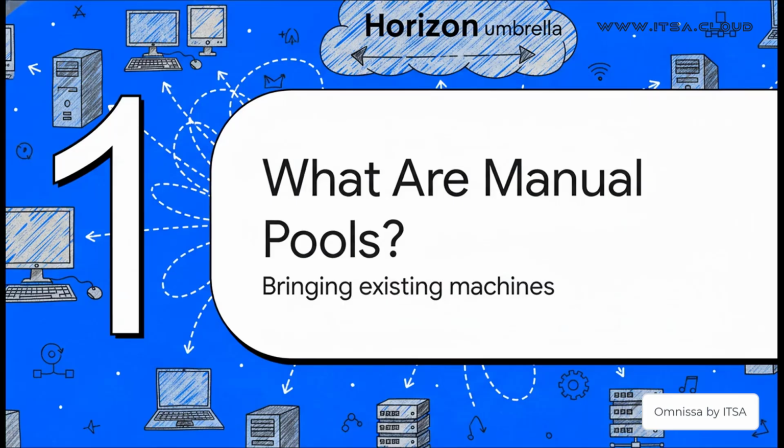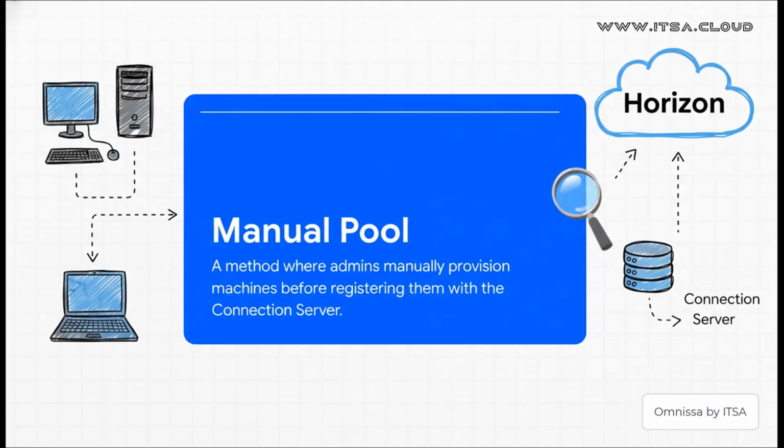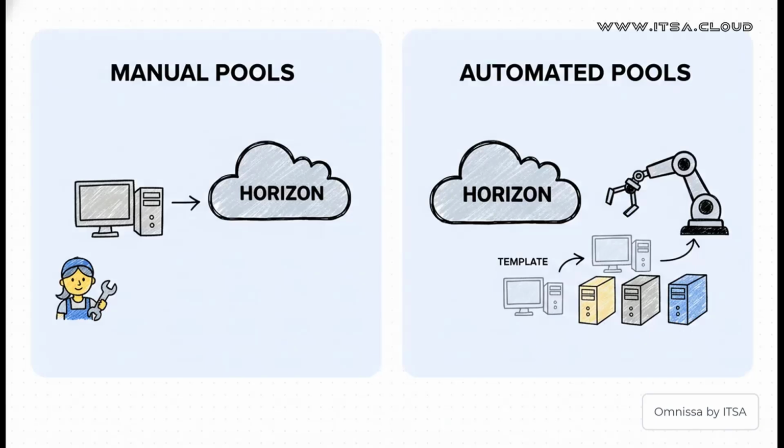All right, first things first. What exactly are we talking about when we say manual pool? Well, it's all about bringing the machines you already have into the Horizon family. And here's the absolute key takeaway. With a manual pool, you, the administrator, do all the heavy lifting outside of Horizon. You build a machine, you configure it, you get it just right, and then you introduce it to the Horizon Connection Server.